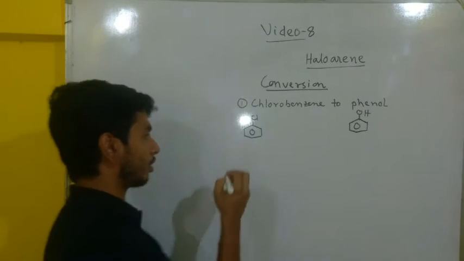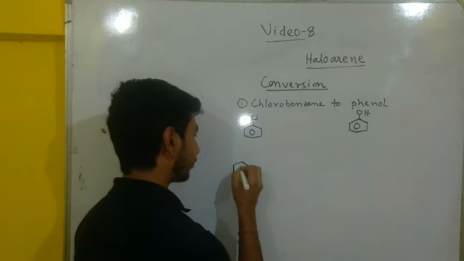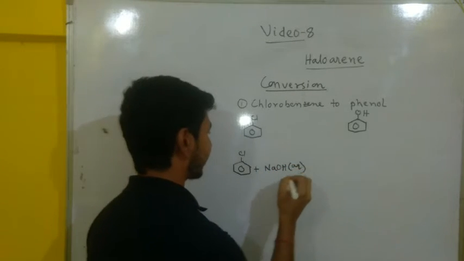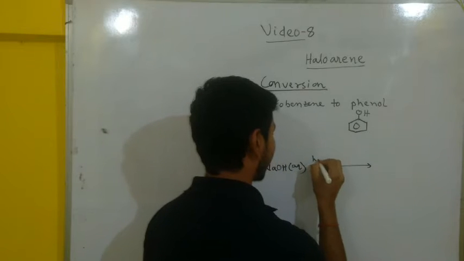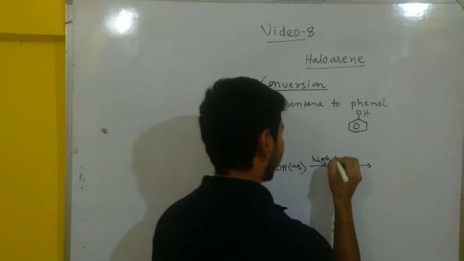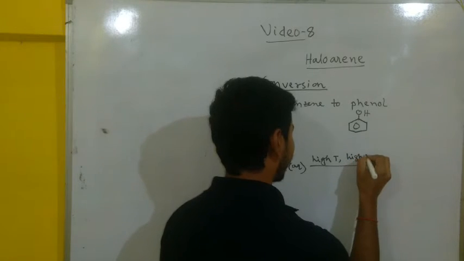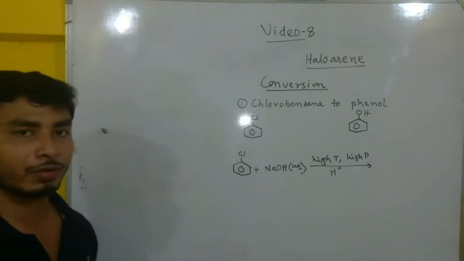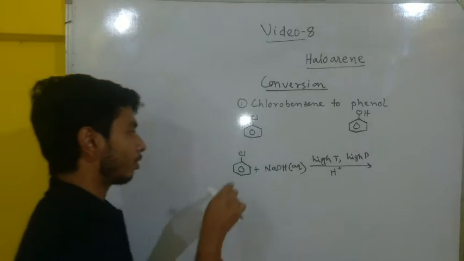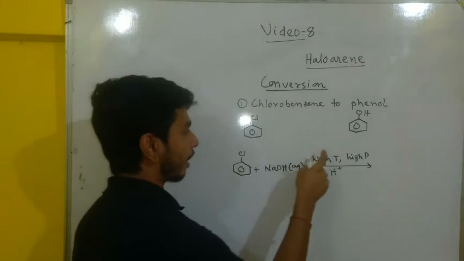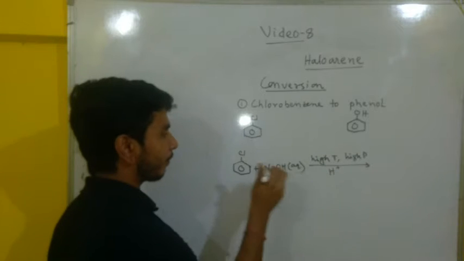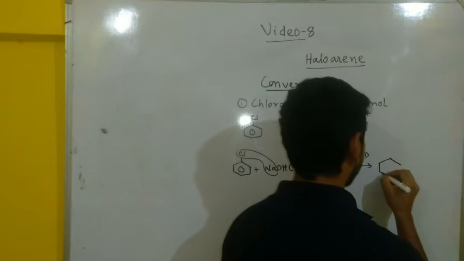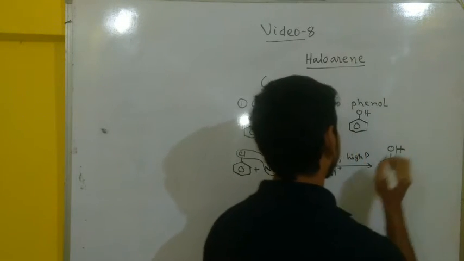Number one of the nucleophilic reactions: chlorobenzene upon treatment with aqueous NaOH under high temperature and high pressure, and acidification is also required. This is the first reaction of nucleophilic substitution. So NaCl is removed, and it becomes benzene with OH, that is phenol.